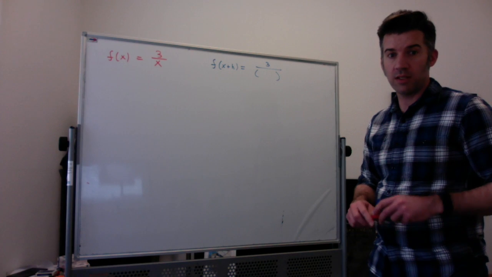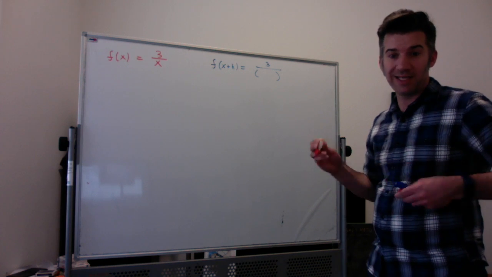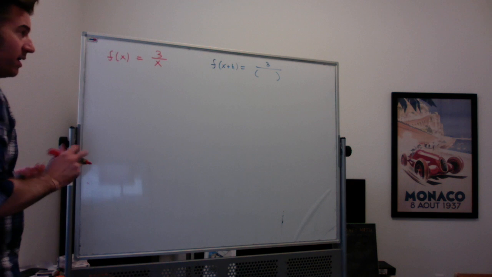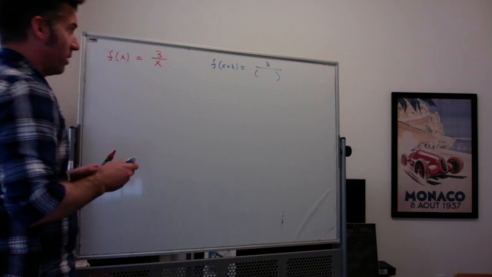Hi class, here is a quick video covering those last two examples on class Q for the difference quotient. So the first one is to find the difference quotient for f of x equal to 3 over x. And I think it's a good idea to write down what f of x plus h is.